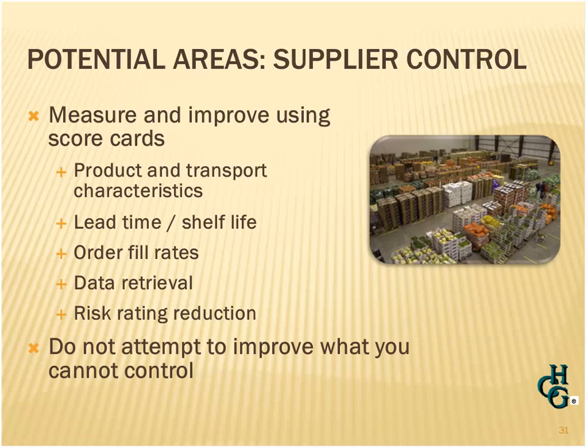Another area of potential improvement is supplier control. You want to measure and prove using perhaps scorecards that measure various aspects of what your suppliers do for you. You can look at order fill rates, data retrieval, meaning how fast do they respond to you when you ask for updated information. And you can look at ways that perhaps through data you can reduce their risk rating to show that you're reducing the overall risk of your product.